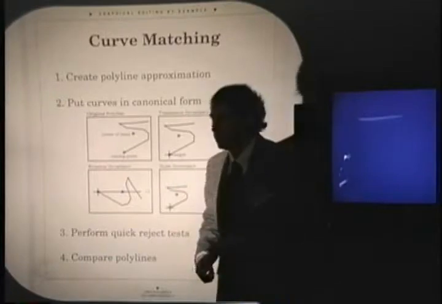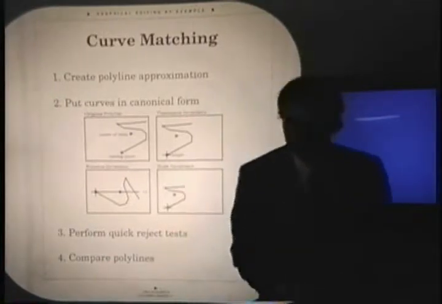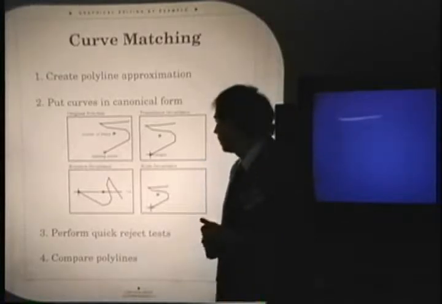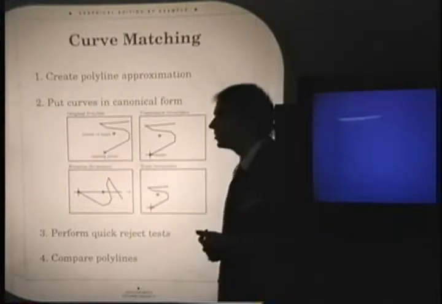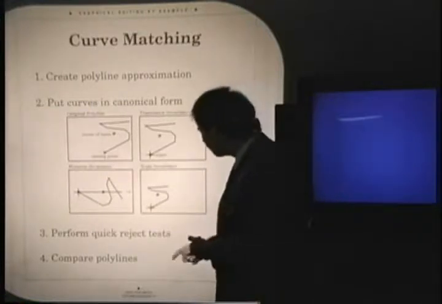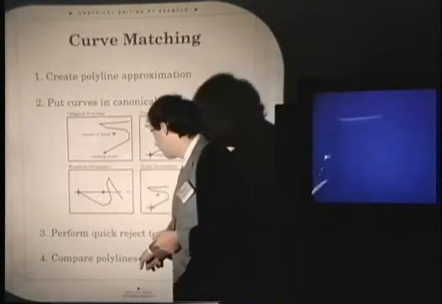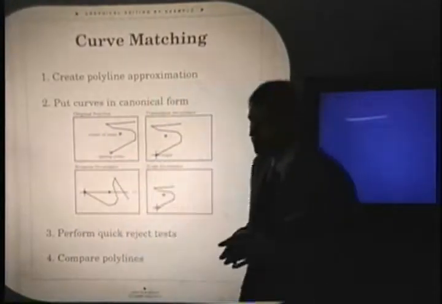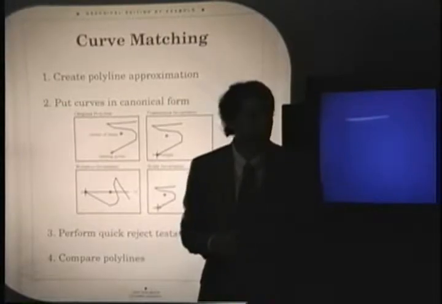The third step is to perform a set of quick reject tests in order to immediately determine whether two polylines definitely do not match. For example, we compare the arc length of the polylines and the maximum distance to the center of mass. If it still appears that the polylines might match, we have to perform a more complex polyline comparison that takes into account possible differences due to rasterization.